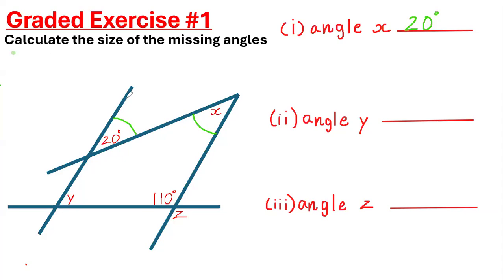So this is what? Z. Alternate angles. This is a Z shape. These are alternate angles. All right, alternate angles form a Z shape.